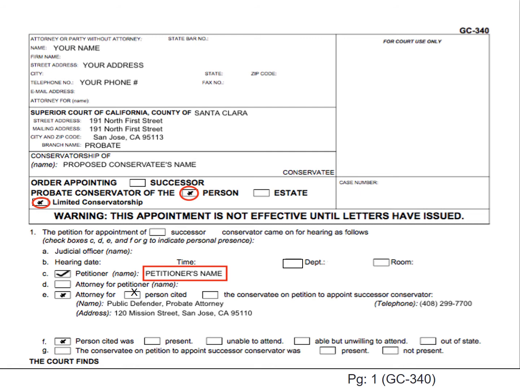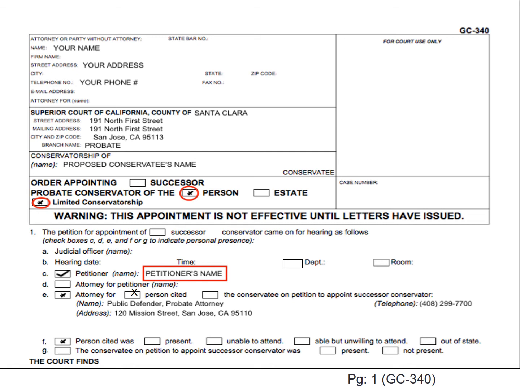On page 1 in the caption, make sure the petitioner's name and contact information is correct. The address of the court is correct as shown on the slide. In the section under the address of the court, write in the conservatee's name. Check the boxes next to person and limited conservatorship. At item 1C, check the box and write in petitioner's name. At item 1E, check the boxes next to attorney for and person cited and write in the public defender's information as shown on the slide.